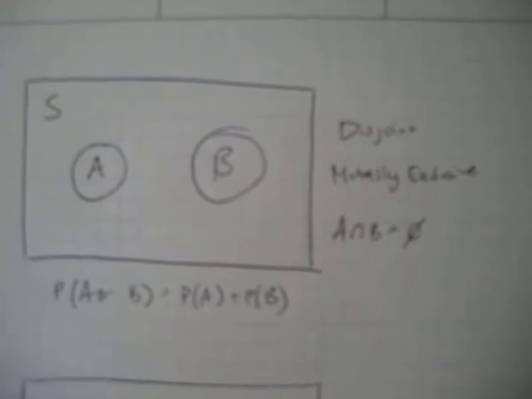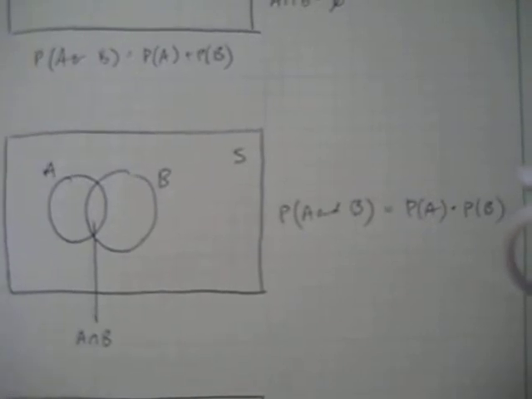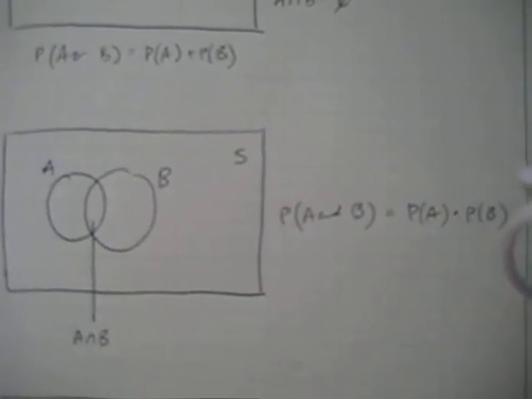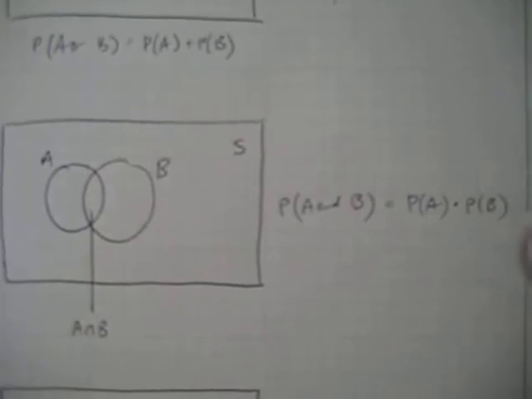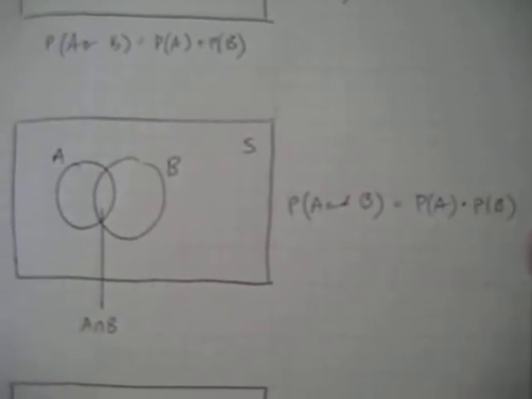So that's fairly straightforward. This one right here is the probability of two independent events, A and B. There is an intersection, which means that they can occur simultaneously, and essentially the probability of A and B occurring at the same time is the probability of A times the probability of B.